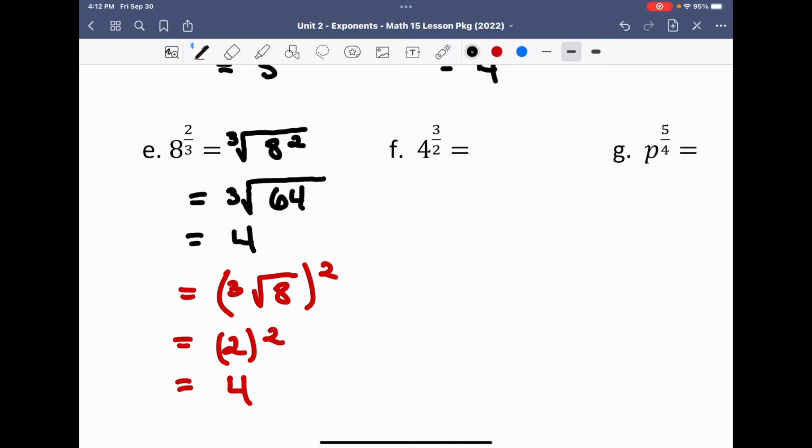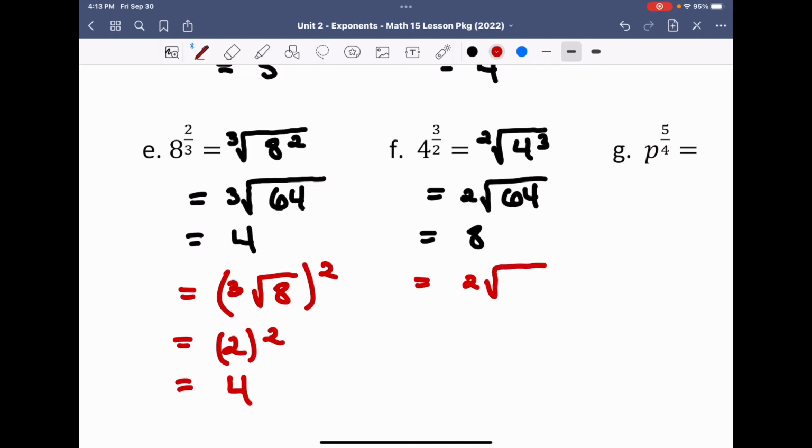Let's do that same thing with the next example here. I write my radical symbol and the base. I assign my denominator here, my numerator as the power. That means this is going to be equal to 4 cubed is going to be 64. The square root of 64 is equal to 8. Now, to show it the alternative way, I have this equal to the square root of 4 all cubed. Well, the square root of 4 is equal to 2. Raised to the exponent of 3, well, that's equal to 8.